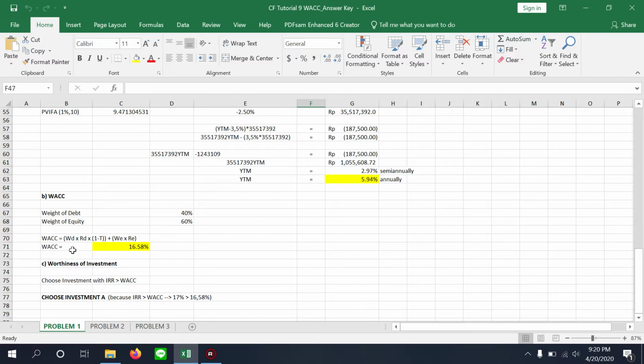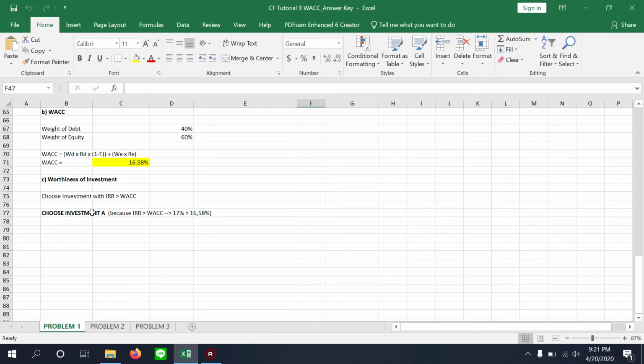So WACC will give you around 16.58%. This is basically telling you that the current capital structure of your company gives you a cost of roughly 17% of your company value.